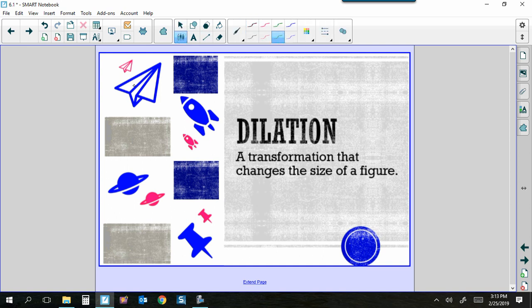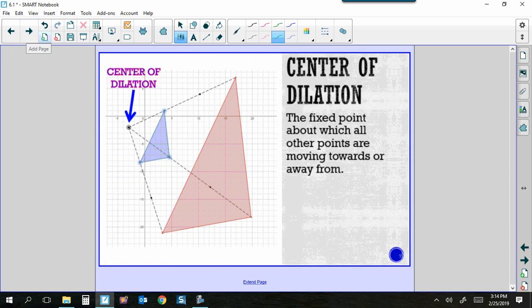So I have some examples here of dilation. So here's a paper airplane that is dilated with the blue and the pink, a rocket ship, the planet Saturn, and a pushpin. So those are all kind of what you're going to be doing today in this lesson. Similar to a rotation, in order to be a dilation, you need a center in which you are dilating from.